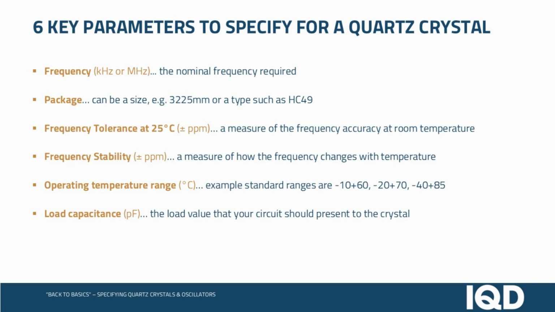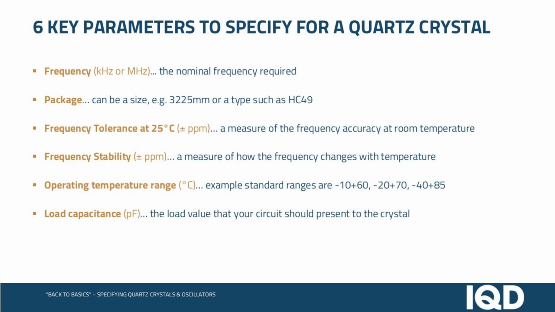After that, we now come to the electrical specification, and there are 4 bits to this. First of all, we need what's called the frequency tolerance, and this is a measure of the accuracy at room temperature, generally being 25 C. We then need a figure for the frequency stability, and this is a measure of how the frequency changes with temperature. We would need an operating temperature range. There are some examples there.